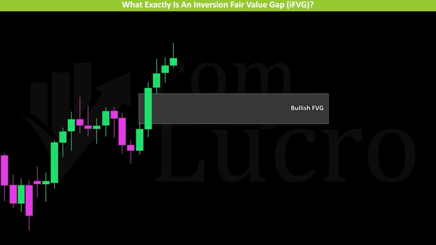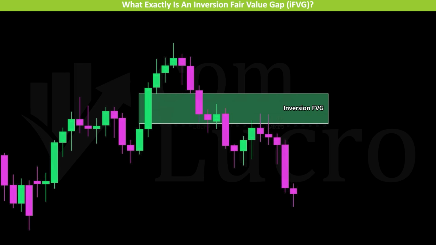From basic price action principles, we know that after a breakout, previous support can become resistance, and previous resistance can become support. The same principle applies to fair value gaps. When a bullish fair value gap that once acted as a demand area is broken to the downside, it transforms into a supply zone. As a result, we can anticipate a possible rejection from that inversion FVG toward the downside.